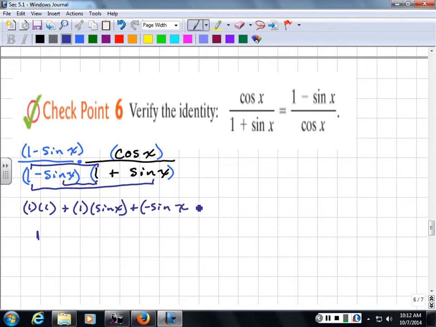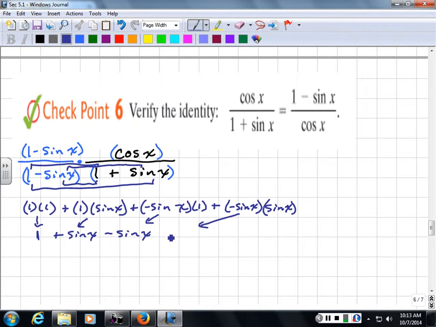Where was I? Negative sine x times 1. Plus, and then my last two terms is going to be negative sine x times sine x. And this is going to be 1. This is simply going to be plus sine x. This is going to be minus sine x. And this is going to be minus sine squared x, which gives me 1 minus sine squared x. So using the conjugate, that's what I end up with in the denominator.